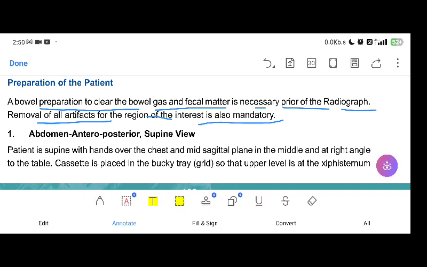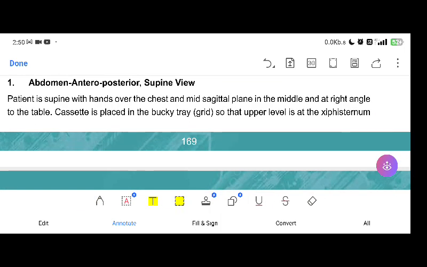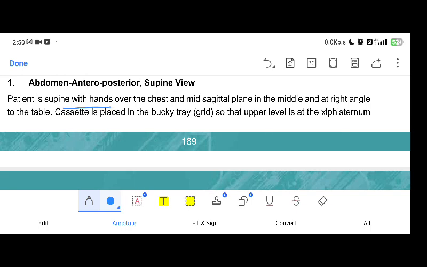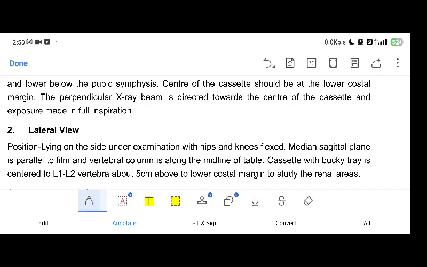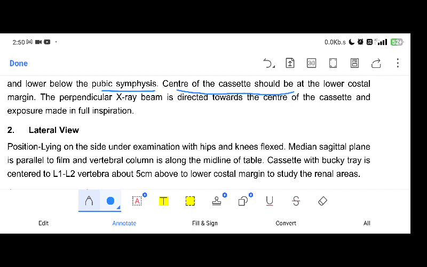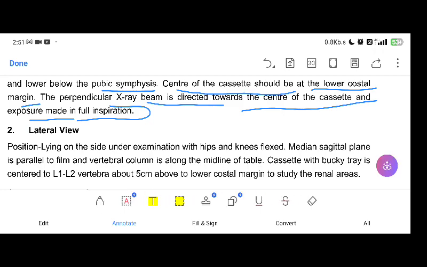Abdomen AP supine view: the patient is supine with hands over the chest and the mid-sagittal plane in the middle, at right angles to the table. The cassette is placed in the bucket tray so that the upper level is at the xiphisternum and the lower is below the pubic symphysis. The center of the cassette should be at the lower costal margin, and a perpendicular X-ray beam is directed towards the center of the cassette. Exposure is made in full inspiration.